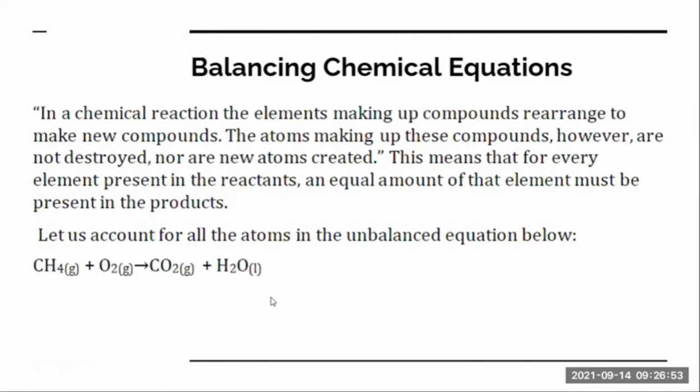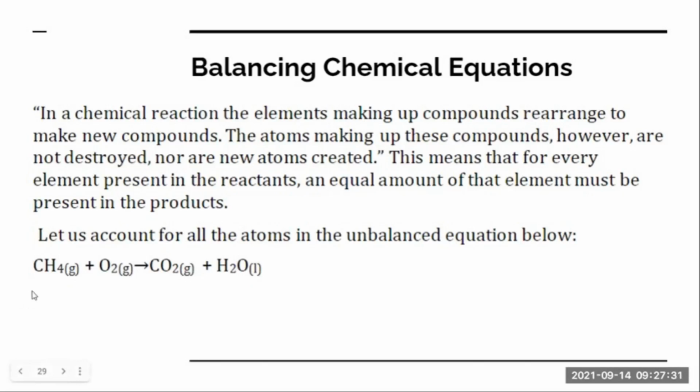In a chemical reaction, the elements making up compounds rearrange to make new compounds. The atoms making up these compounds, however, are not destroyed, nor are new atoms created. Okay? This means that for every element present in the reactants, an equal amount of element must be present in the products. Okay? So no matter how many elements are found in the reactants, that same number of elements must be found in the products always. Right? Let us account for all the atoms in the unbalanced equations below.